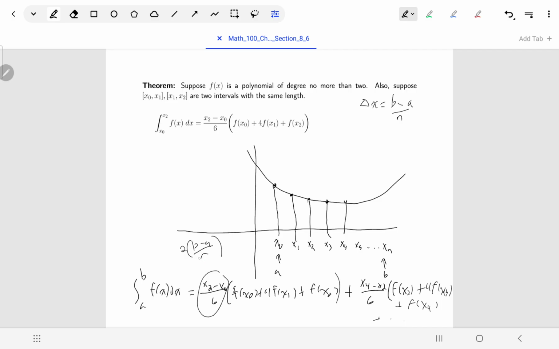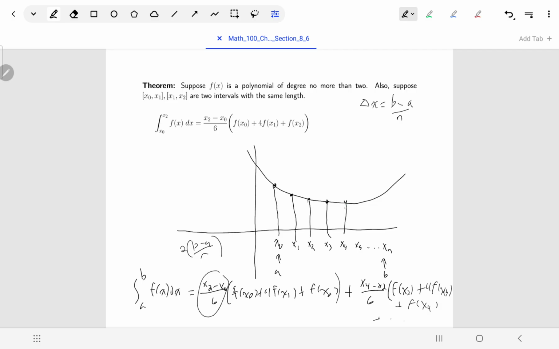Once I've done that, then I could take that 2 times b minus a over n and factor it out of everybody. And the 6 in the denominator, factor that out of everybody. And then all I would have is a bunch of f of x1s, x2s, and x3s, and so on. I'll notice that a lot of them would be 4s, all the ones that are in the middle, the x1, the x3, x5, and then some of them, there'll be 2 of them. F of x2 will show up twice because it shows up at the end of one group of 2 and shows up at the beginning of another group of 2.